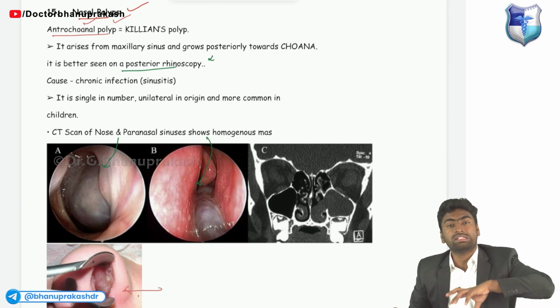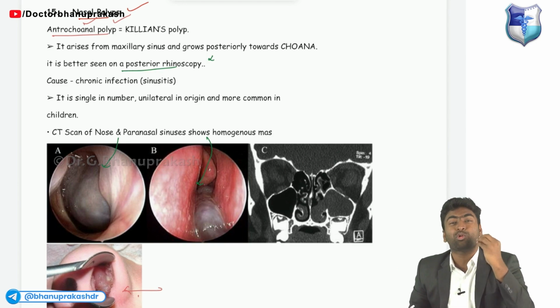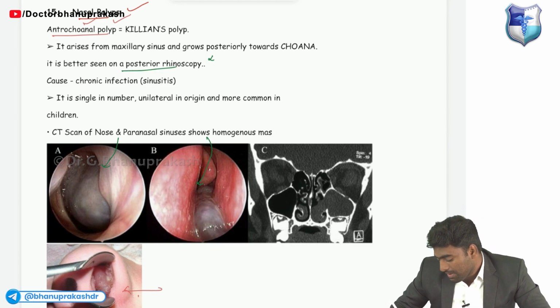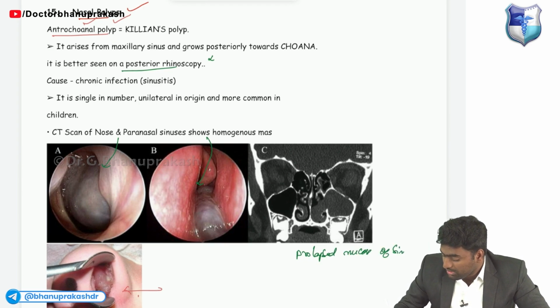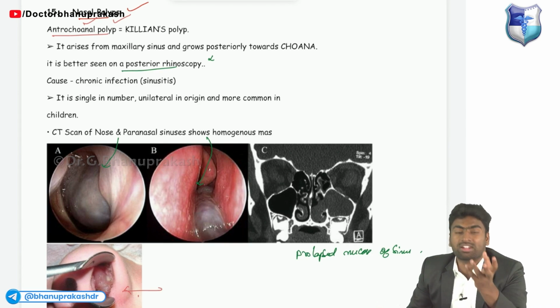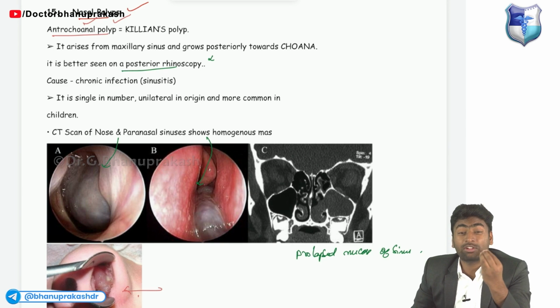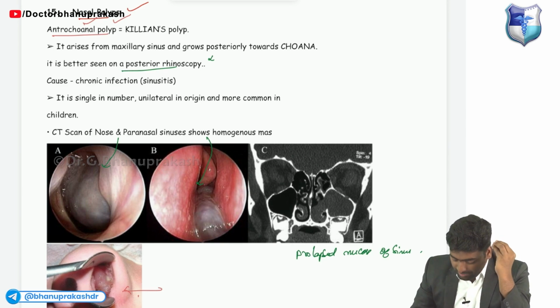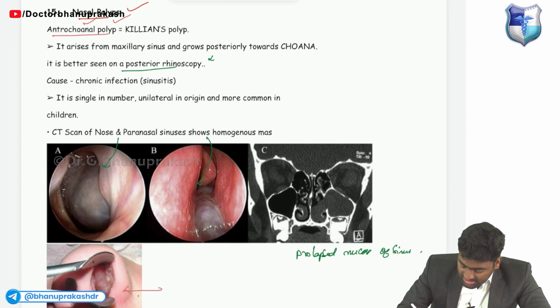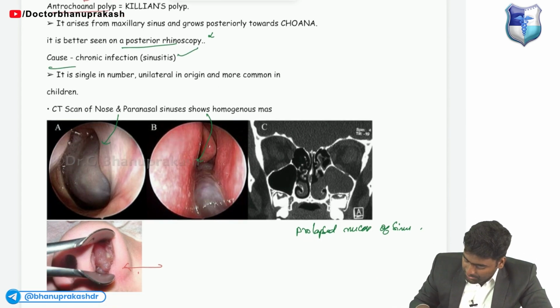And we know a polyp is prolapsed mucosa of the sinus. Because it is prolapsed mucosa, it will be avascular, so it will be pale in color. It won't have a blood supply or a very pinkish color. It will be pale in appearance, and it will be a result of chronic sinusitis.